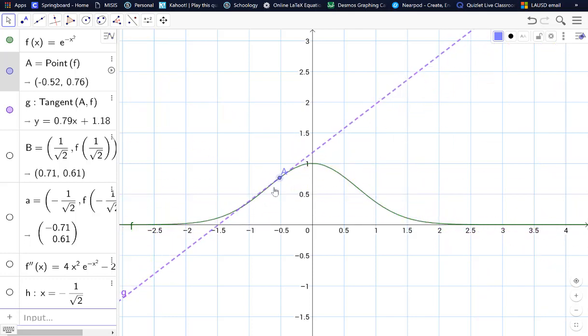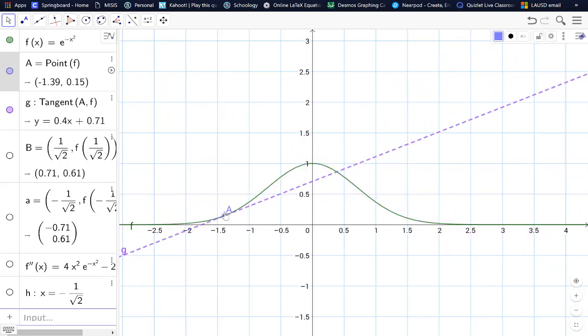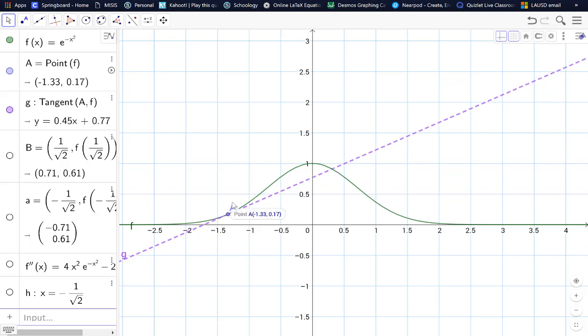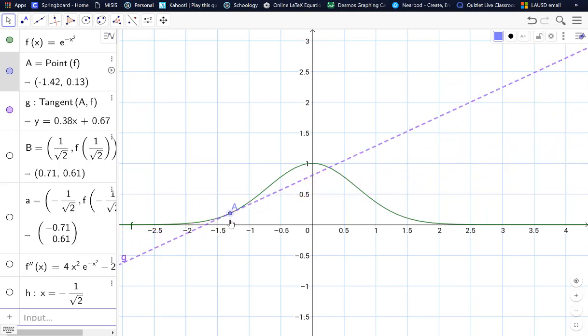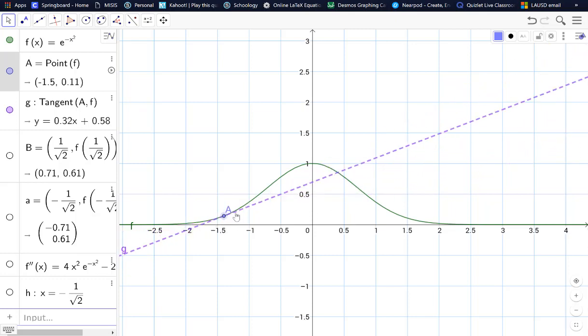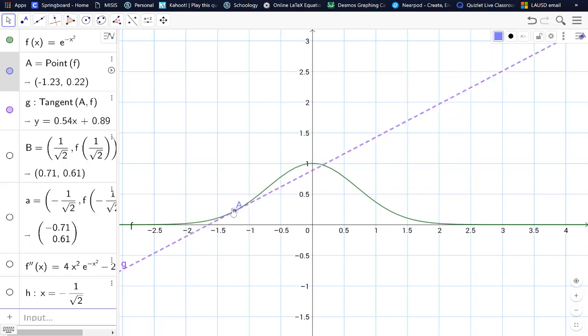And so we know that if it's concave up, then the tangent line is going to be increasing. This does not mean that the tangent line has to be positive or negative. It means that it has to be increasing. So right here, you can see that the slope of the tangent line is becoming larger. So this is concave up.